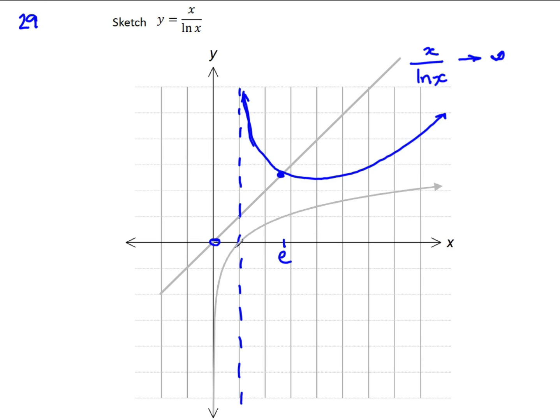So what are we going to get? Well, if you think about it, as we approach x equals 1 from the negative side, we're getting a very, very small number. So something divided by a very, very small number is just a large number. It's going to be a large negative number. So we're going to have a curve that comes out like this and heads towards the asymptote.